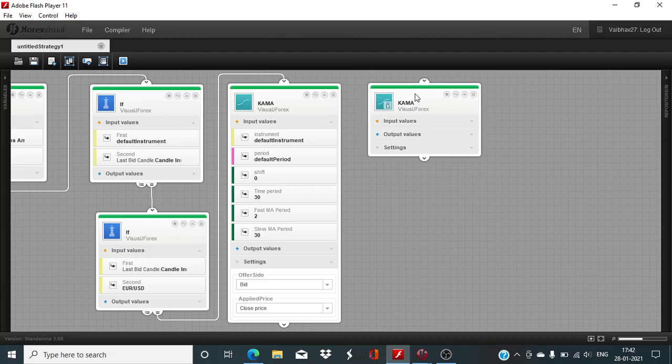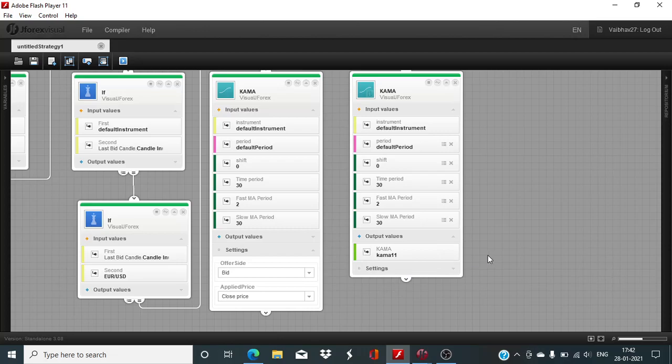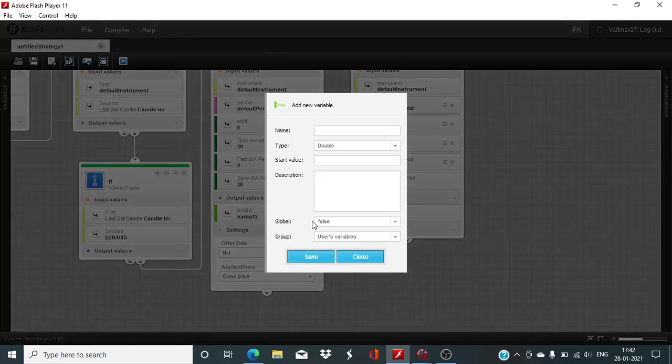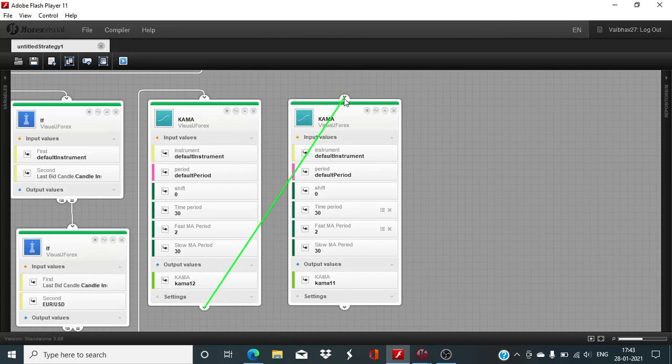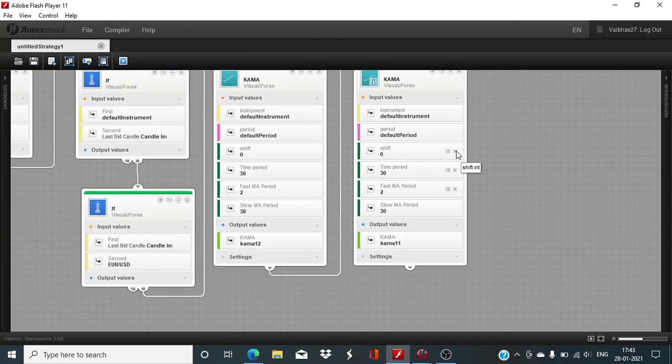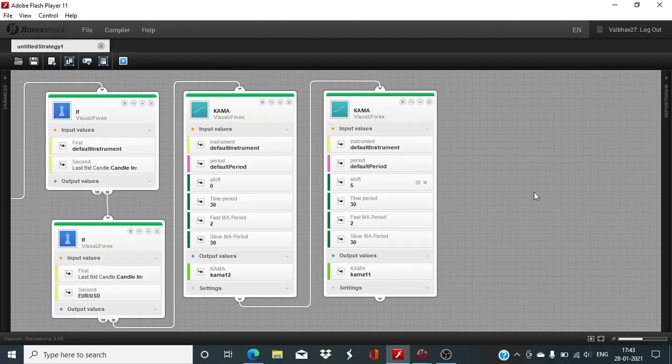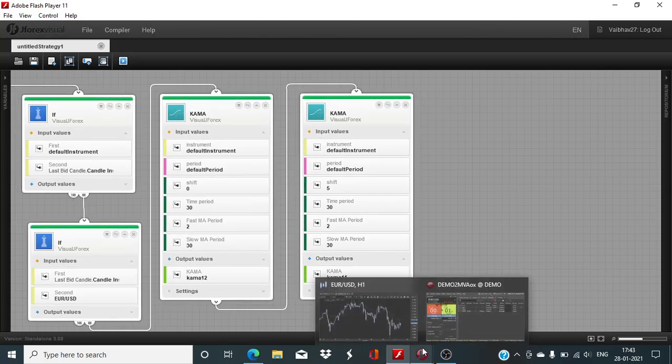We are going to need these couple of blocks. We are going to take two. One will be at shift 0 and another will be at shift 5. Let us change its shift value. Now, as you can see, we have to define other parameters also, like the time period for this KAMA calculation, and then what should be the total time period, the fast moving average period and the slow moving average period. So we have to define these input parameters for the indicator as per our requirement. The default setup is also good enough. I will explain to you how the default setup looks.